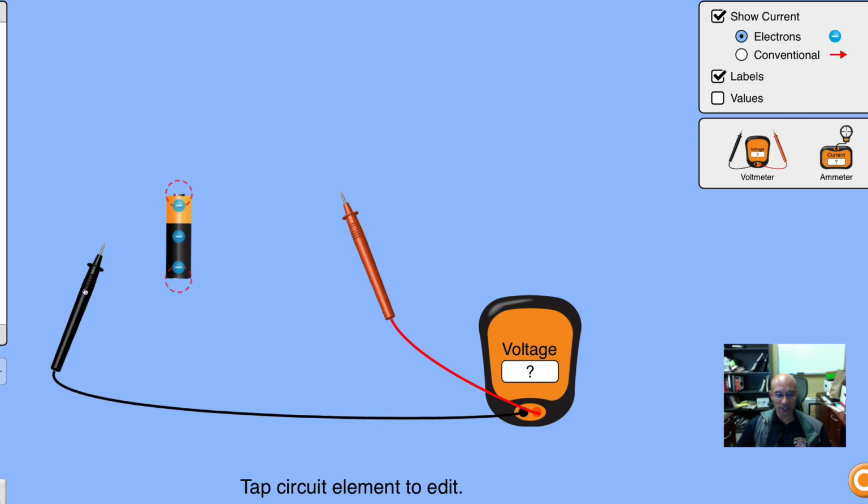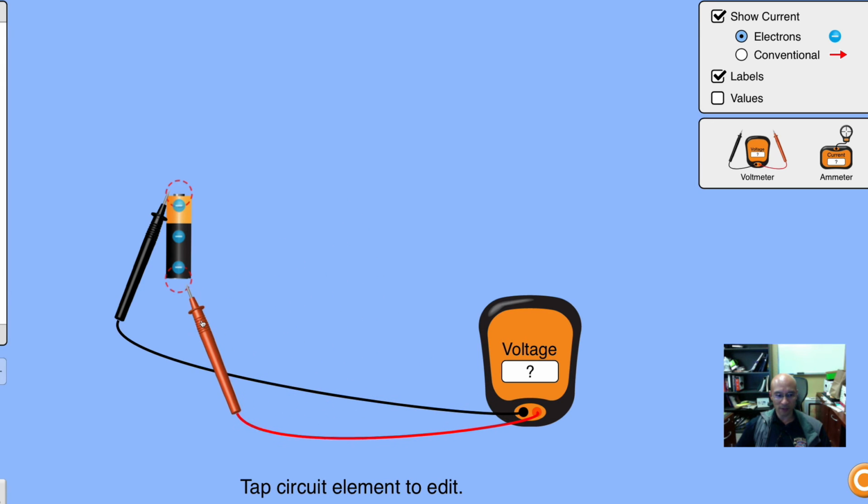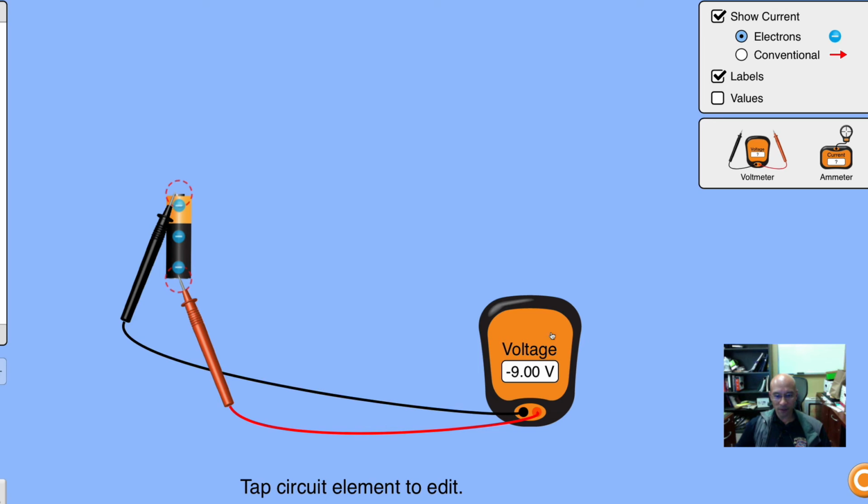What happens, do you think, if I switch so that I make the positive terminal of the battery the reference point, and then I move my observation point to the negative terminal? Now it says negative 9 volts. That is to say, the observation point is negative 9 volts relative to the reference.